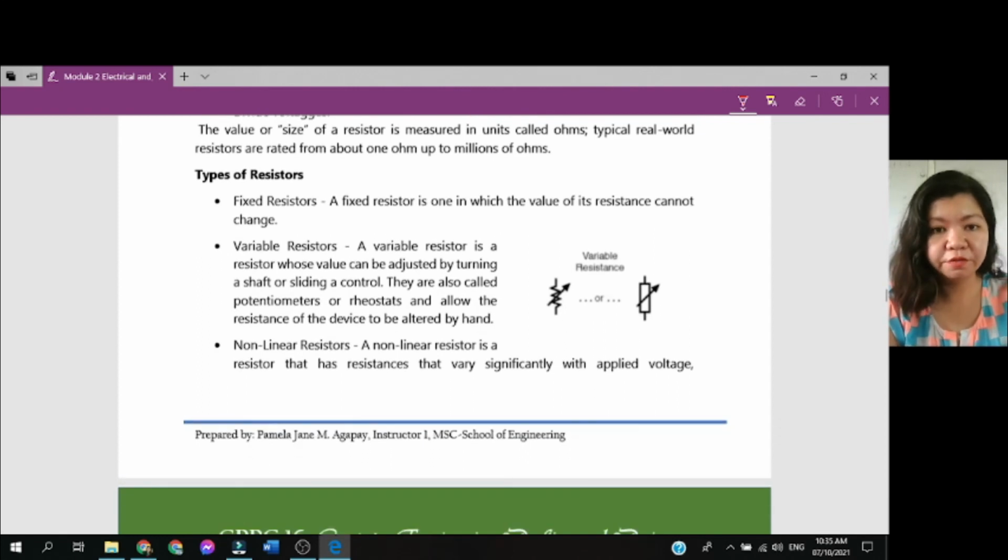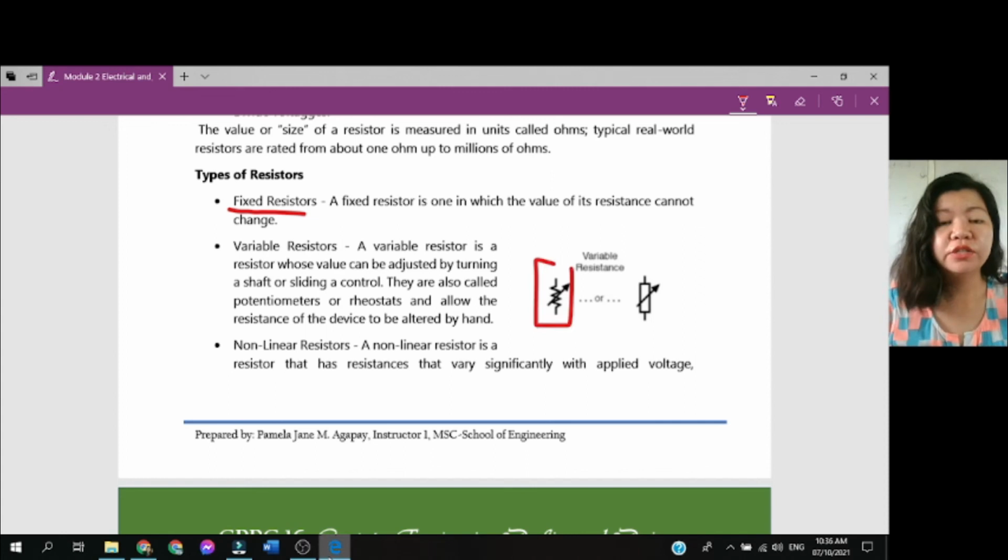So typical types of resistors, we have here fixed resistors. Pag sinabi natin fixed resistors, the value of its resistance cannot change. It will be the same all throughout the circuit. Kumbaga parehas lang yung resistance na ina-impose niya. Hindi yan magbabago. Pero pag nakita tayo ng ganito, it changes its resistance. Siya naman is it changes or adjusts its resistance dun sa circuit. So pwede natin siyang ma-adjust.